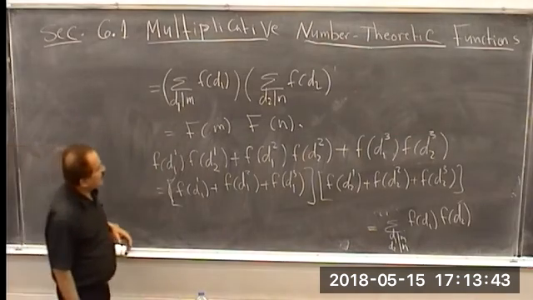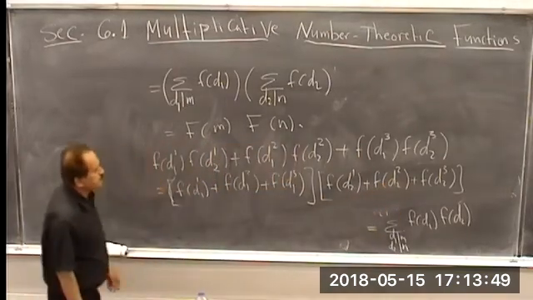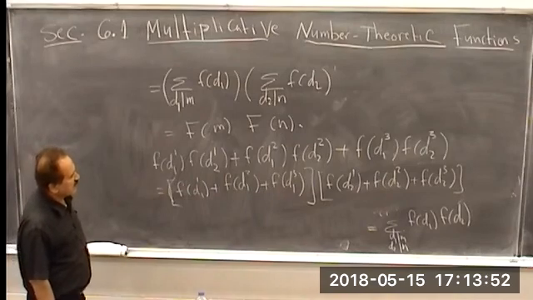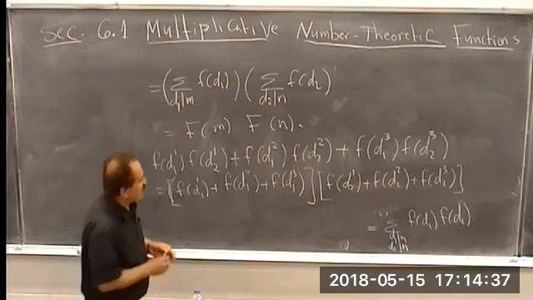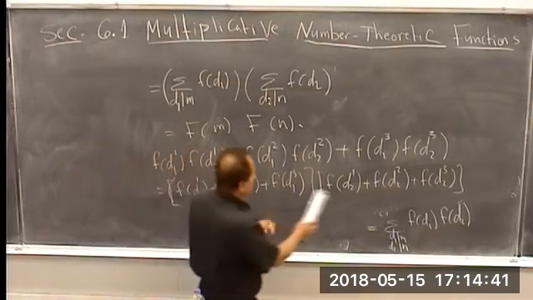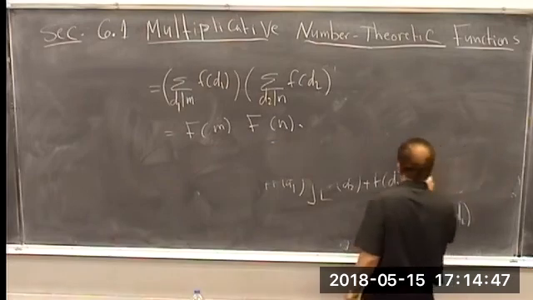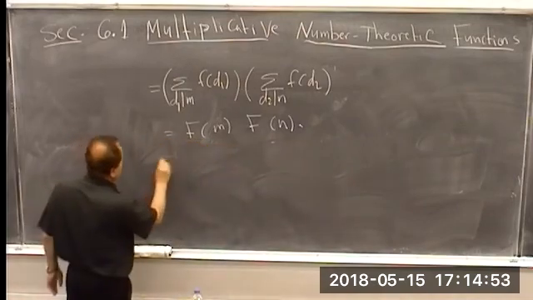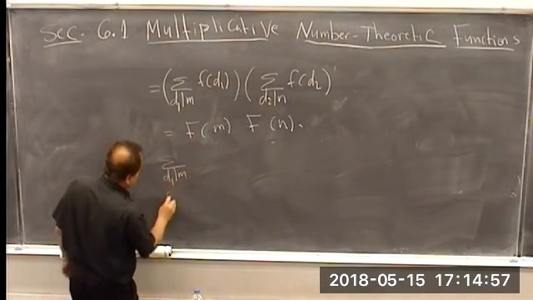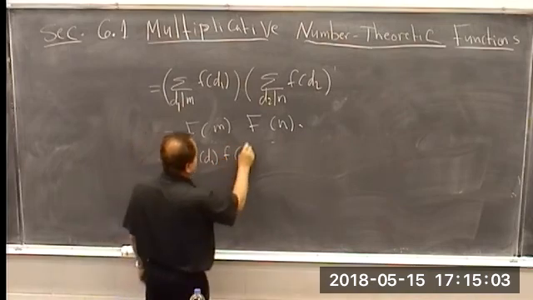All right? And now when we multiply these out, let me think about this for a minute here. No, actually, I did this wrong in here. Let me take this one out. So let me take this product, the summation. So we have this: D1 divides M, D2 divides N, and this one is F of D1, F of D2.